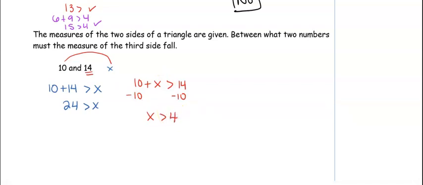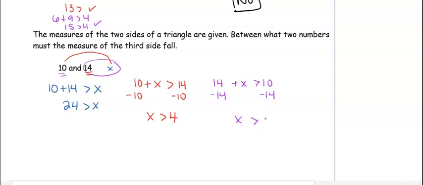My last combination is then 14 and x has to be greater than 10. So 14 plus x must be greater than that third side of 10. I move the 14 over. I get x is greater than negative 4. Now that one's not very helpful because it does have to be greater than negative 4, because it can't be a negative number. So that didn't give me any helpful information. I ignore that.